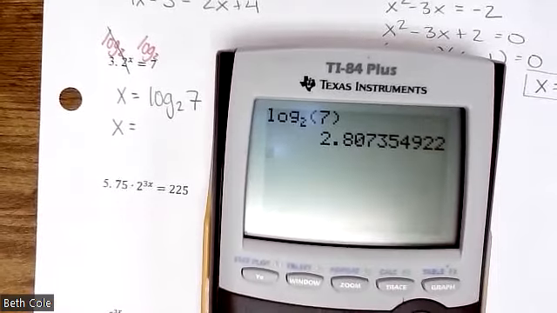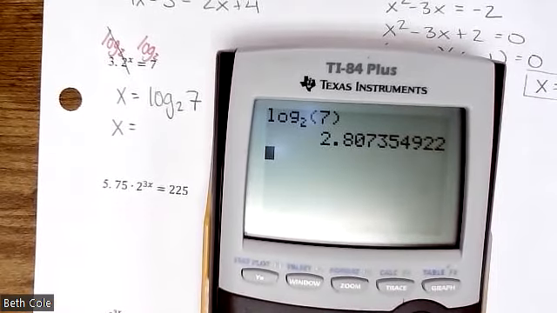So what would we write on our paper for the appropriate number of decimal points? Perfect, 2.807.